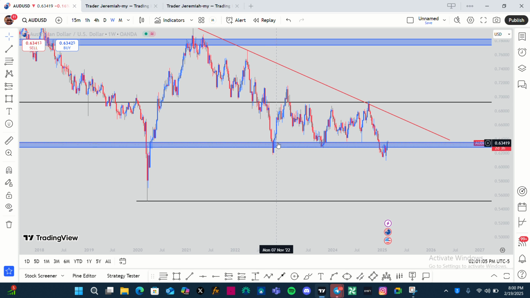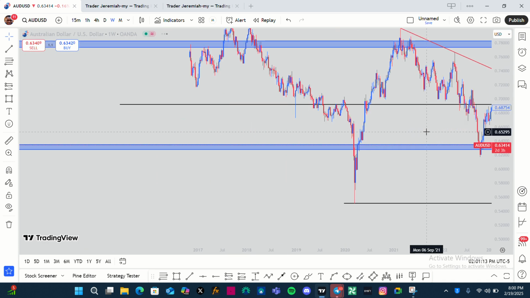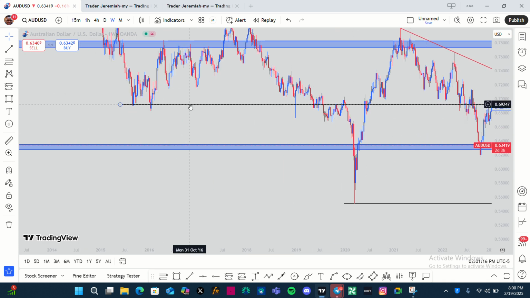This was a lower low. This was a lower high. This was a low, but it was not lower. So this was still another lower high. And also there was a support level at this region. Let me just draw it out.